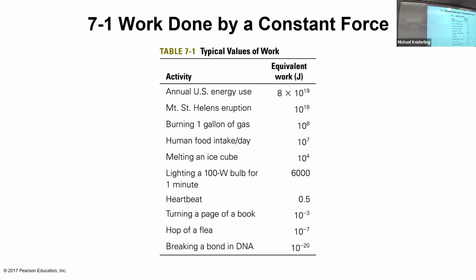Melting an ice cube takes about 10 to the 4 joules. Lighting a 100-watt light bulb for 1 minute takes exactly 6,000 joules. Lifting a 100-watt light bulb takes less than that. A heartbeat is about half a joule. Turning a page of a book is about 10 to the minus 3 joules. The hop of a flea is about 10 to the minus 7. And breaking a bond in DNA is about 10 to the minus 20.